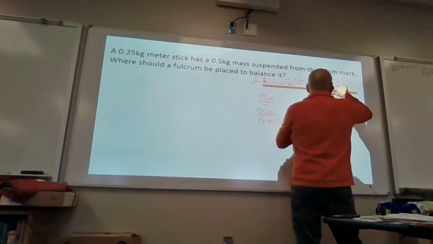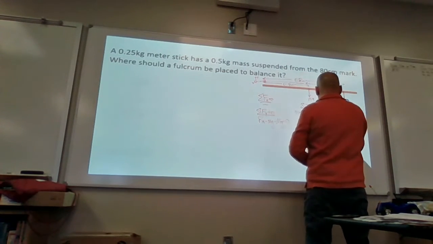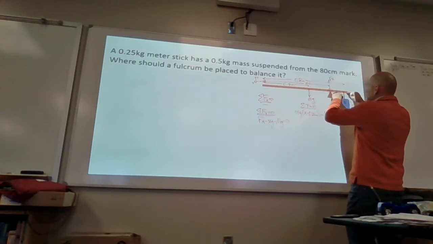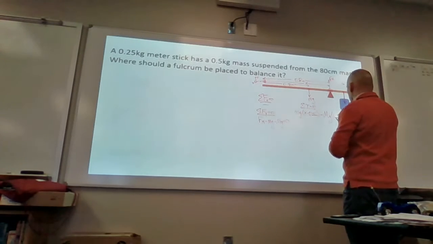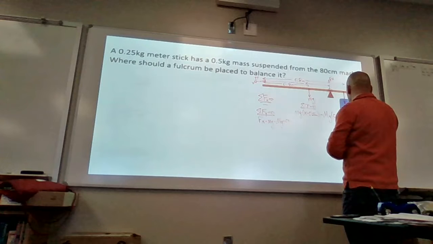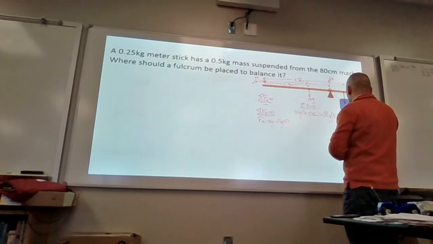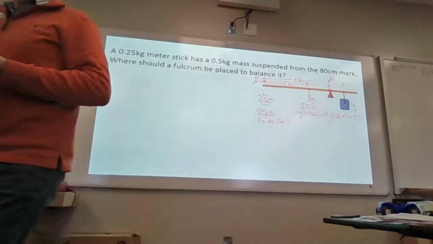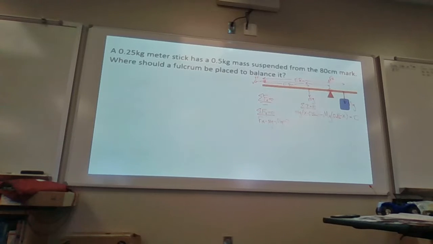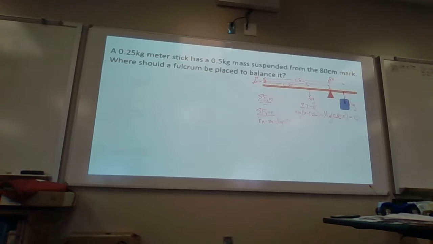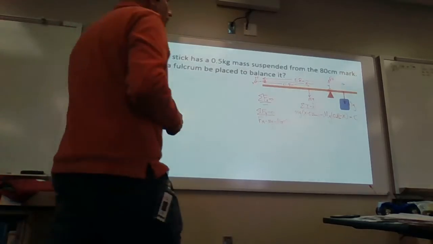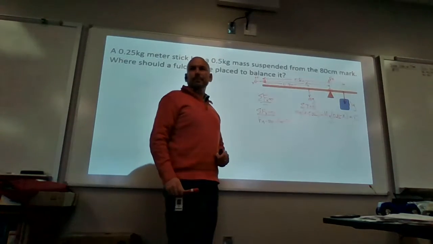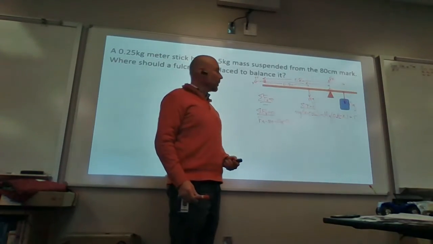And then this one wants to make it rotate the other way. So minus capital Mg times, and then this distance is going to be 0.8 minus x. And that's equal to 0. Okay, now with this, I can solve this with just that. The only unknown I have is x.